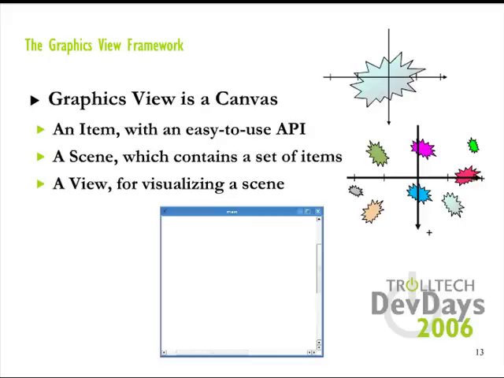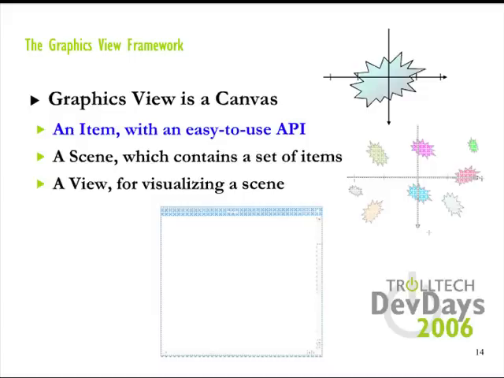You start out with an item. Now an item is like, consider that you have a salad. In the salad, you have pieces of tomato. You have perhaps a falafel in there. You have a cucumber or something like that. These are all small items that come together, and they will form a scene, which is the entire salad, and then you can render this using a view. So let's look at the items first of all.